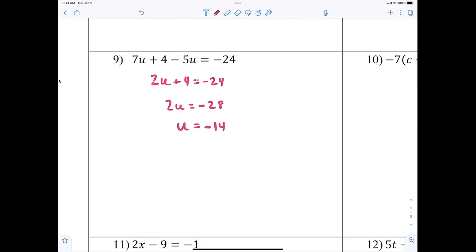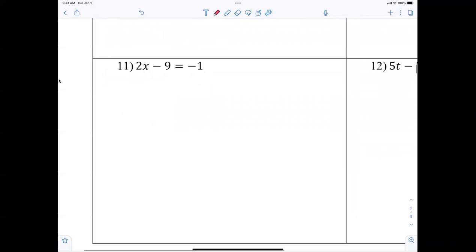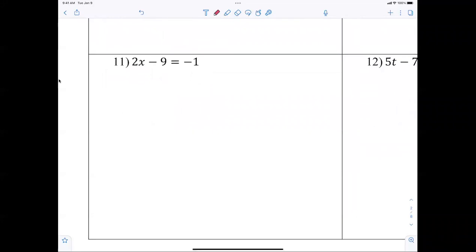Remember, I prefer that you try to do it first, like everybody should be doing number 11 right now, and then Nora's helping us out. All right, so here we go. What am I doing first? Add the 9, so I end up with 2x equals 8. So x equals 4. That is correct.